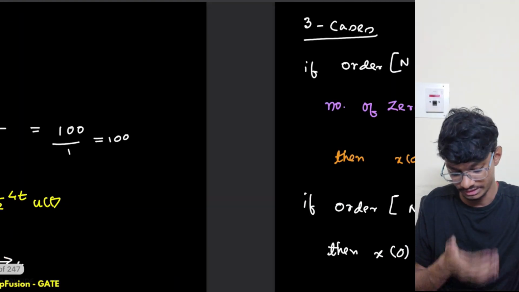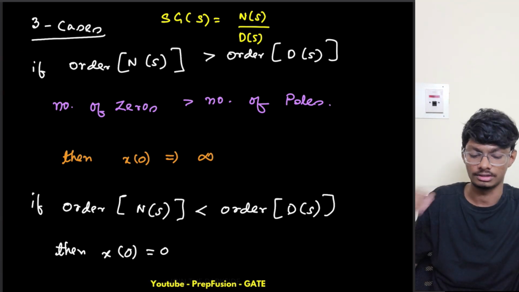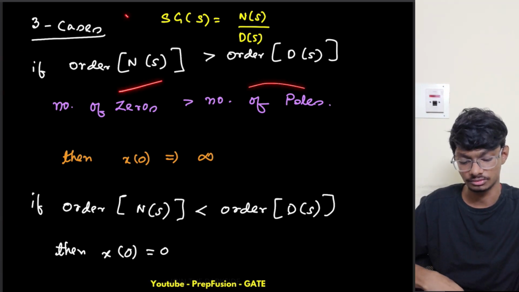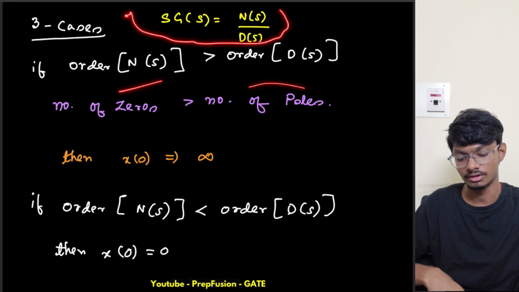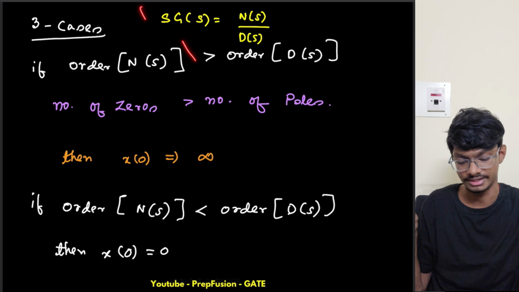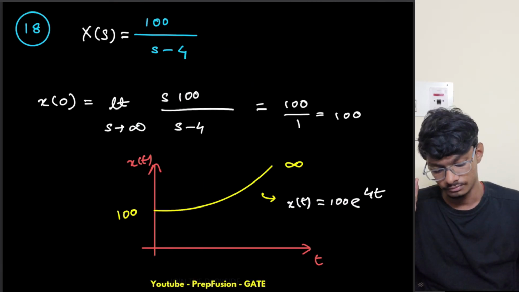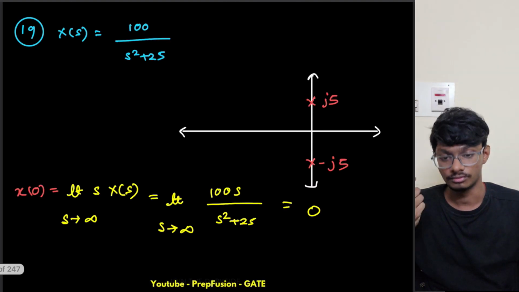Then we did a few example problems of the initial value theorem. Then I gave a few points: if the order of the numerator is more than the order of the denominator of this equation, not the normal G of s equation, but of s times G of s. Don't get confused. We did a few problems.